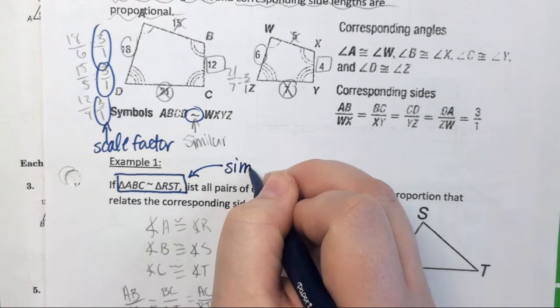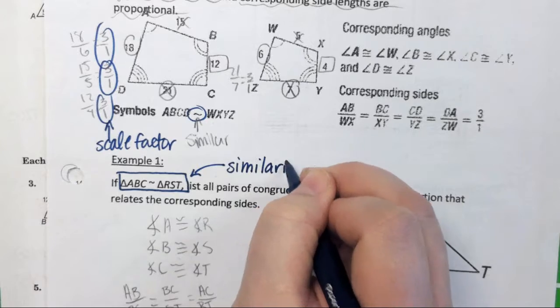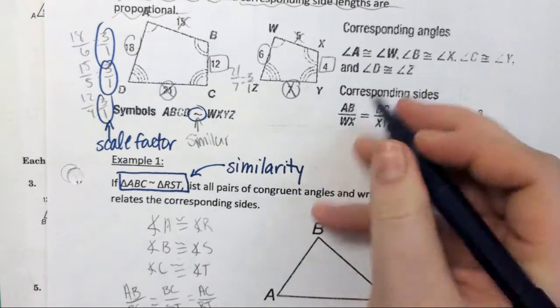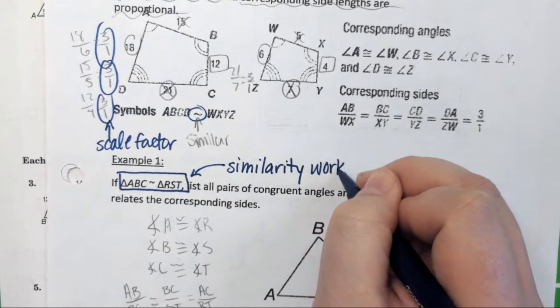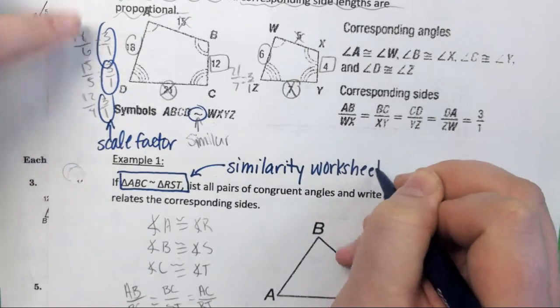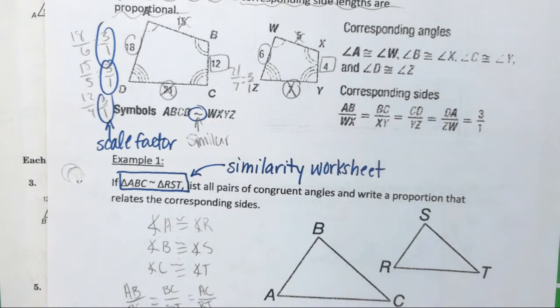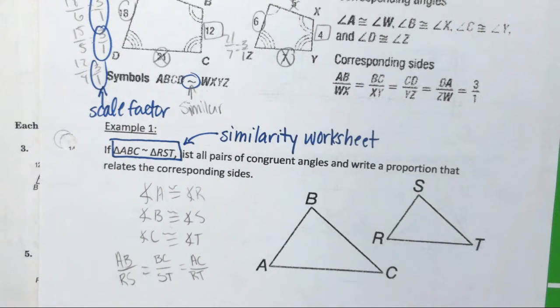It is a similarity statement. So on the worksheet on the back of the other notes, it'll say find the scale factor, which means do what we were doing when we were comparing the sides and writing fractions. If you get the same number every time, then you need to write this similarity statement.